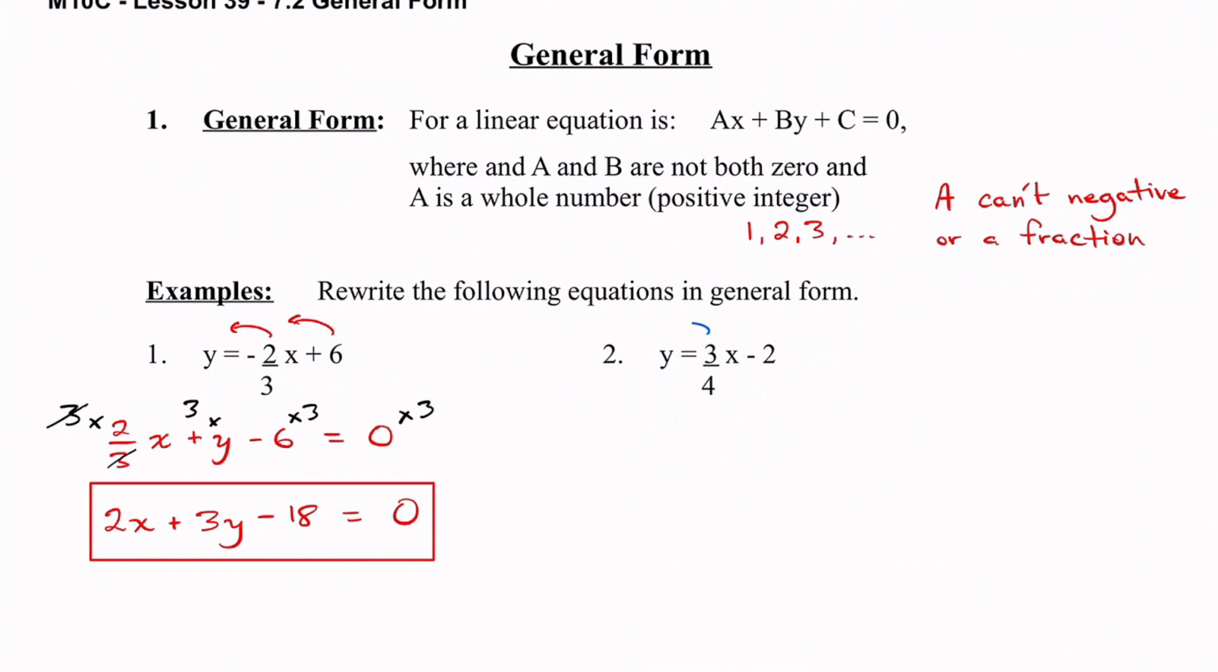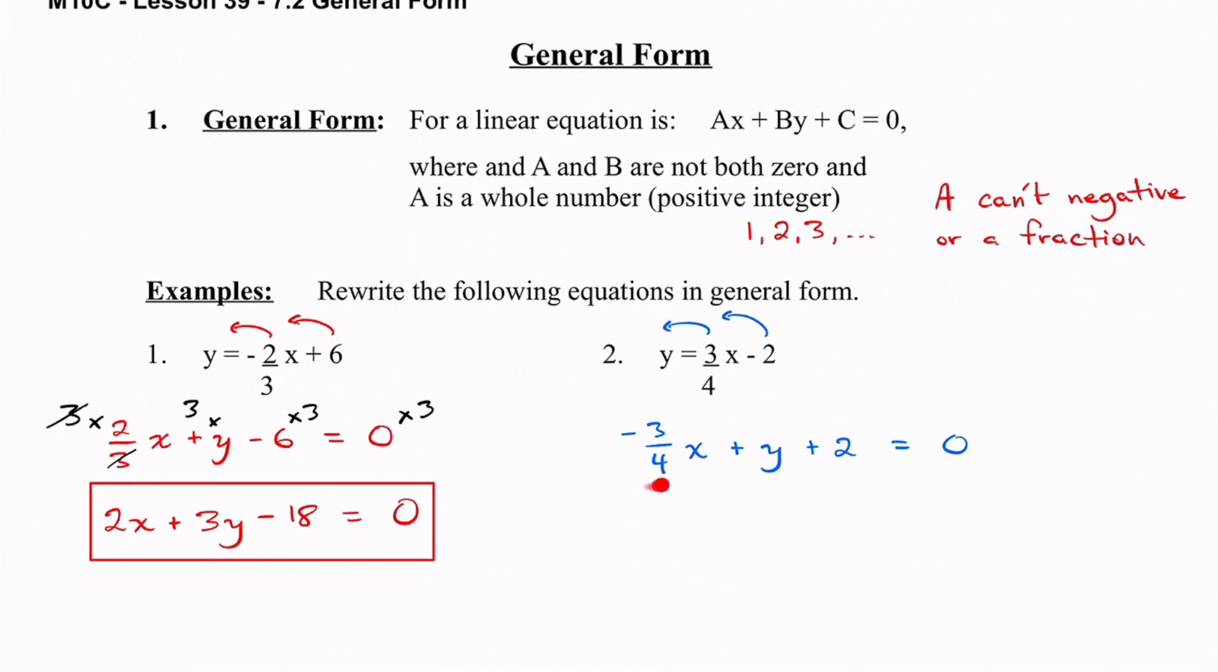So first step, what I'm going to do, I'm going to move everything to the other side. When they move over, the signs are going to change. So this is now a negative 3/4x, and I'm putting the x first because we should have x first in our general form. Then we had a y that was positive. It doesn't change sign because it was already on that side. And then the negative 2, when it moves over, it's now positive 2, and then we have equals 0 because there's nothing on that side anymore.